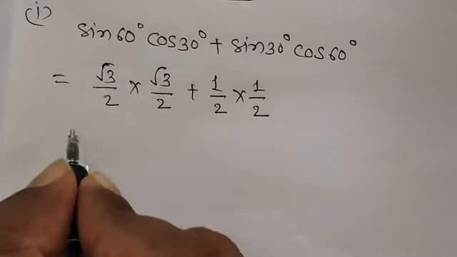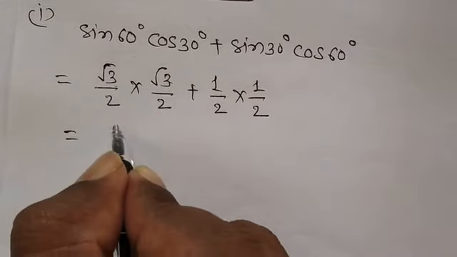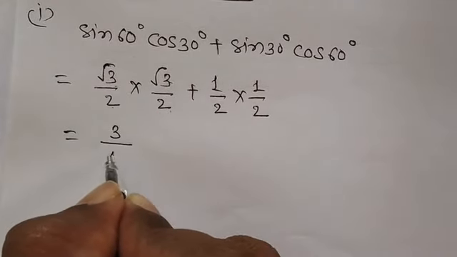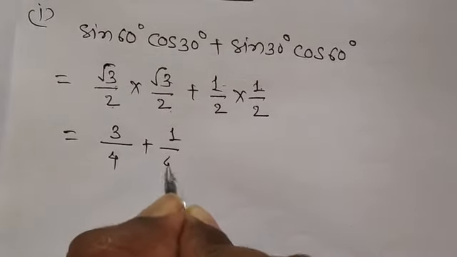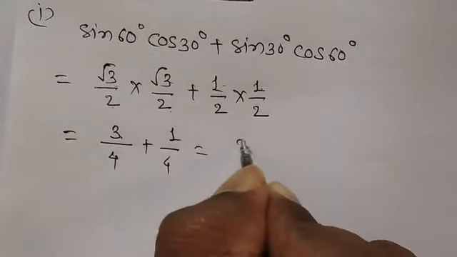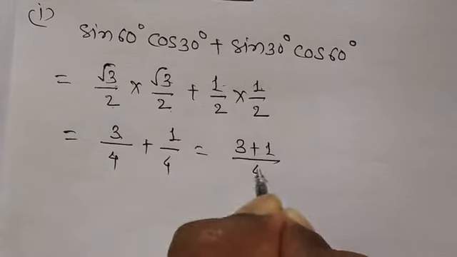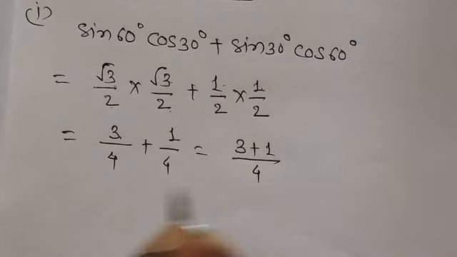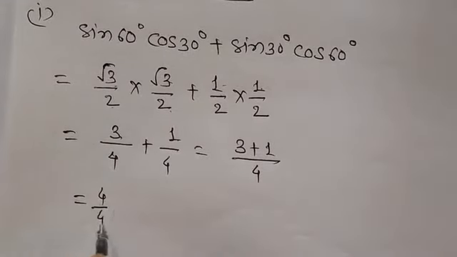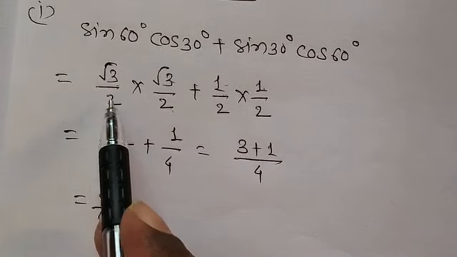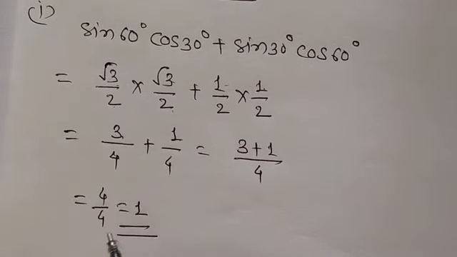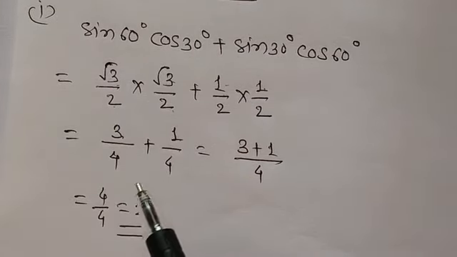Solve this. Root 3 into root 3 is 3. 2 into 2 is 4. Plus 1 into 1 is 1 upon 4. That 3 plus 1, taking the denominator as the same, then 3 plus 1 is 4 by 4. Answer is 1. Is it simple? Yes. If you know the values of the angles, then you can easily solve all the exercise 8.2.